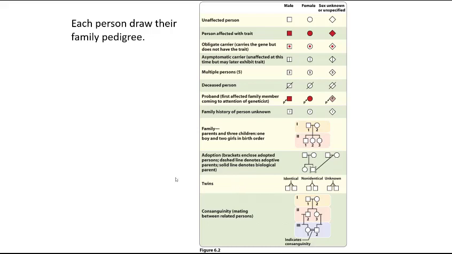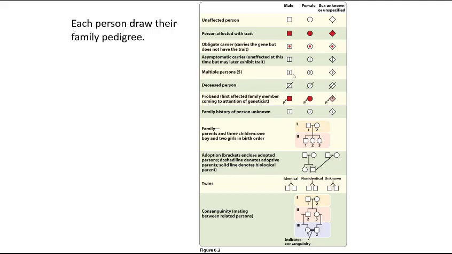Here is a summary of some of the symbols that are used in pedigrees. If you have an unaffected person, incidentally, it's just a non-colored in square or circle. If you don't specify the sex of a child or an individual, that would be represented as a diamond. Occasionally, we'll use this notation where we put a little dot in the middle of that individual that indicates that person is definitely a carrier for the disease allele.